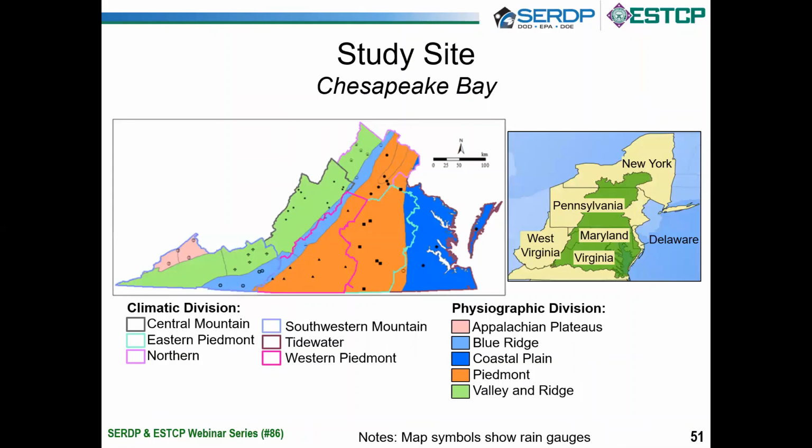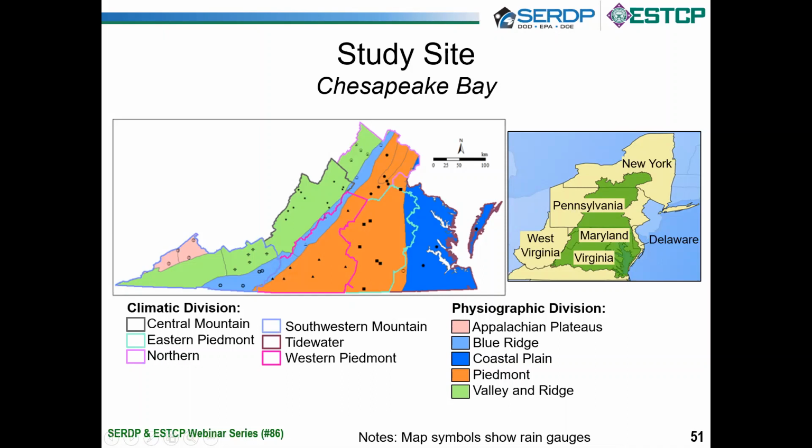So this study site is the entire Virginia, and most of Virginia is located within the Chesapeake Bay watershed. This is the Chesapeake Bay watershed, spanning from New York to Virginia. This map shows climatic divisions. Virginia has 6 climatic divisions. It also shows the physiographic divisions, which are 5 physiographic divisions.